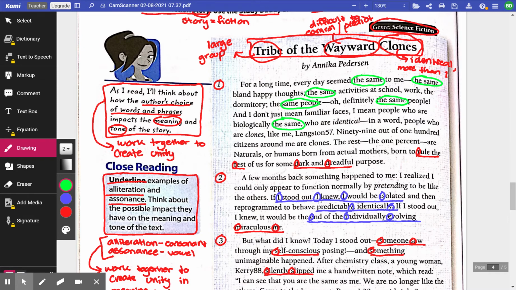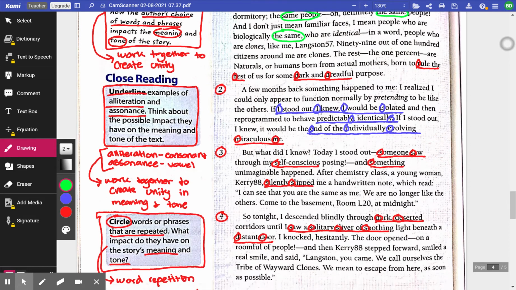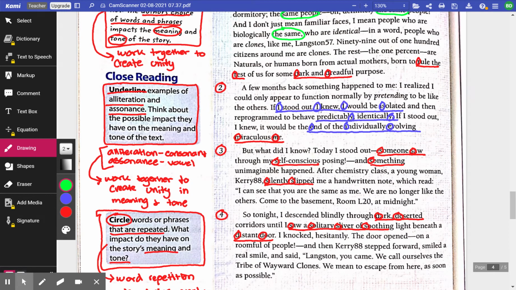So everyone is biologically the same. Everyone is identical. So he is bringing emphasis. He is emphasizing the fact that Langston 57 is identical to everyone else. Everything he experiences in his day-to-day life is the same as everyone else's. He doesn't get to experience anything new. So another example of word repetition I found would be in paragraph 2.